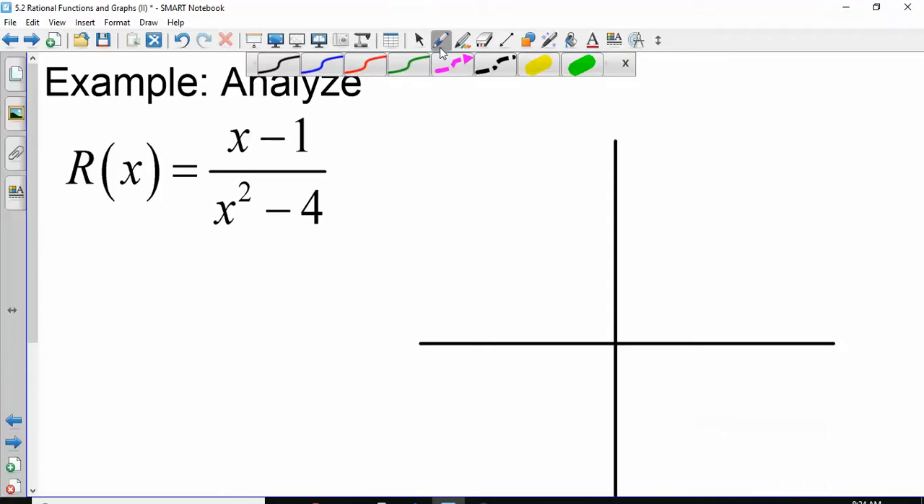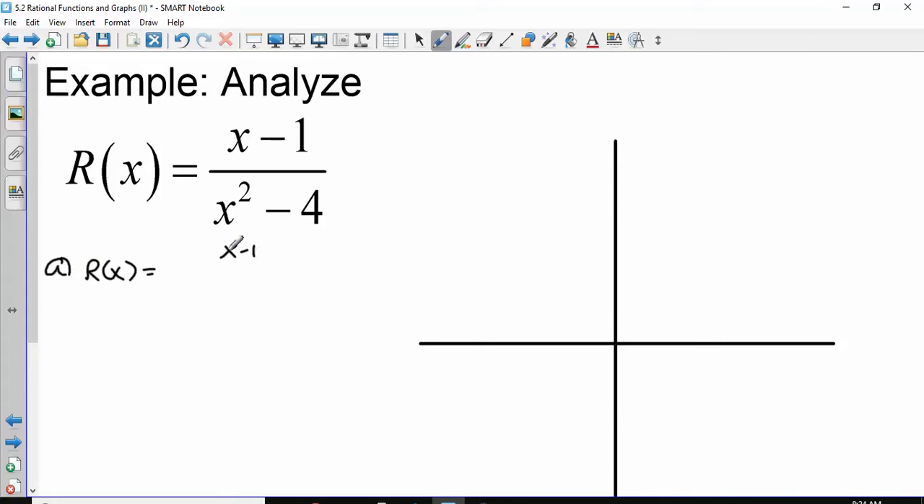So the factoring part looked like everybody did fine with. X minus 1, nothing you can do with that. X squared minus 4 breaks into x plus 2, x minus 2. Second step, the x-intercepts. Okay, that's when your y equals 0.